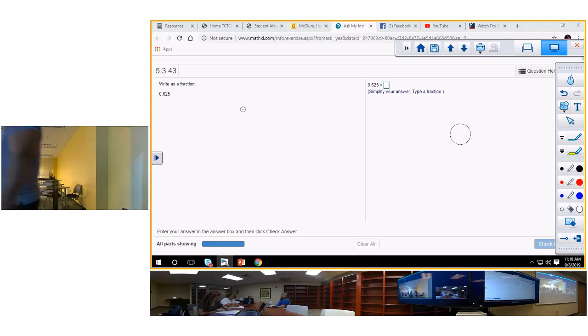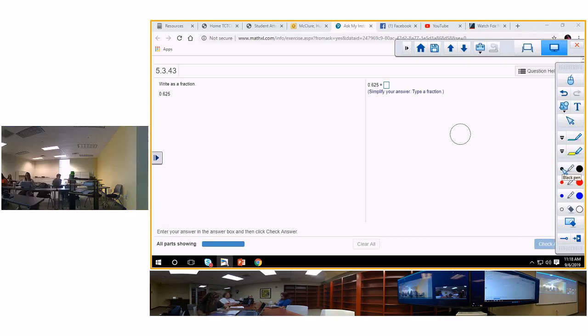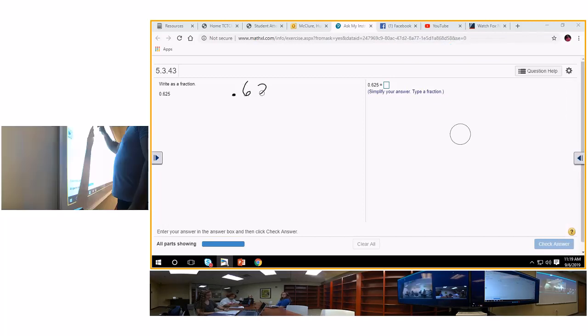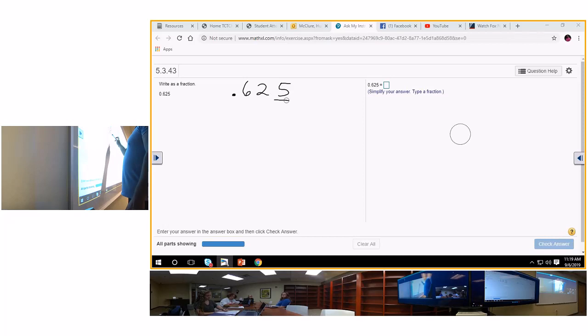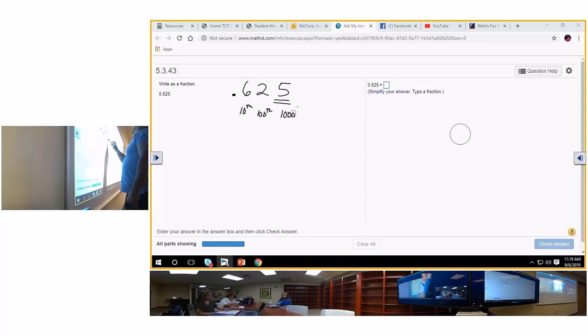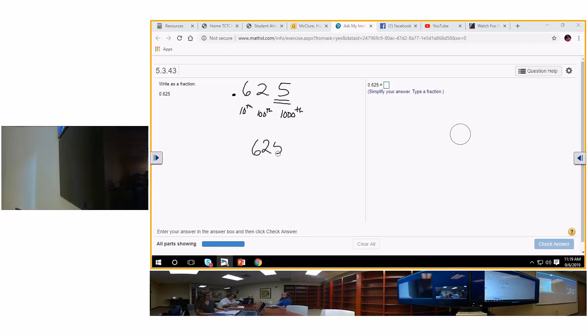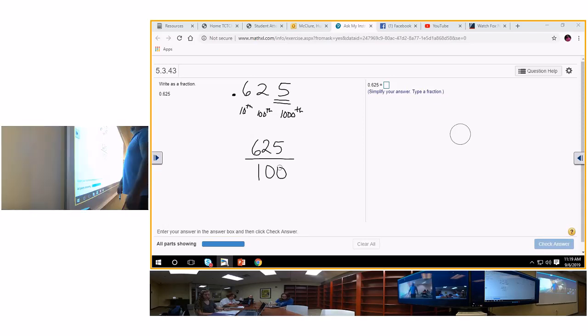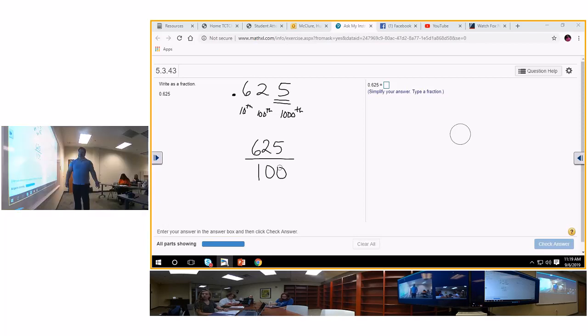0.625. First thing you do is you look and see what place value. This is the tenths. This is the hundredths. This is the thousandths. So you take this number and put it over 1,000. And now you have a fraction that you can reduce. Now the first thing I'm going to reduce it by is 5. Why? Because it ends in 5. So I'm going to divide by 5.